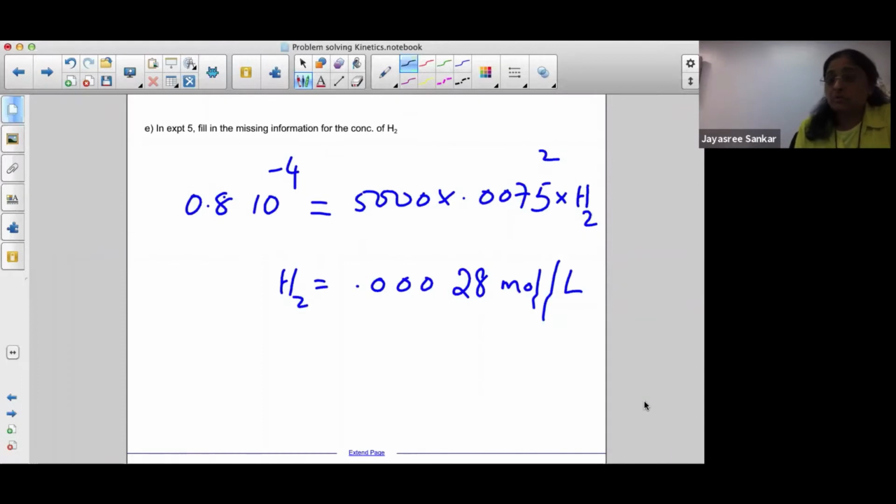In experiment number 5 from the data, it's asking for the missing concentration of hydrogen. So what I did is I plugged in all the values into the rate law. So the rate is 0.8 times 10 to the power minus 4 is equal to K, which is 5,000 times 0.0075 squared times H2 concentration. And basically solve for H2 concentration. So it came around 0.00028 moles per liter. So that's like a direct substitution.